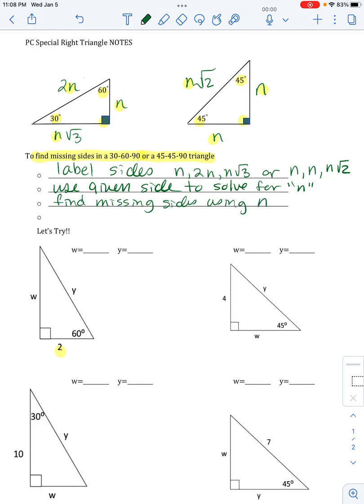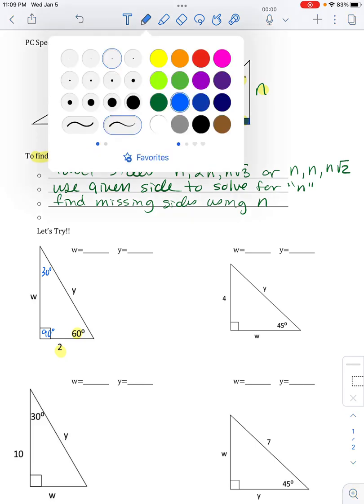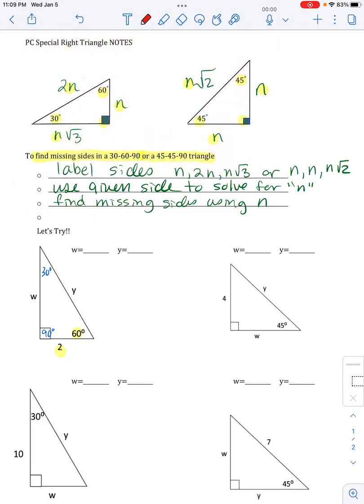So like always, the notes only sort of start to make sense once you have a chance to try it all. So this one has a 60 labeled in my first example. That means, well, obviously this is a 90. And since they have to add up to 180, this has to be a 30, and I have my first special triangle. So I'm going to do what the notes say because that's usually helpful. And I'm supposed to label it. I'll be using these labels because it's that kind of triangle.